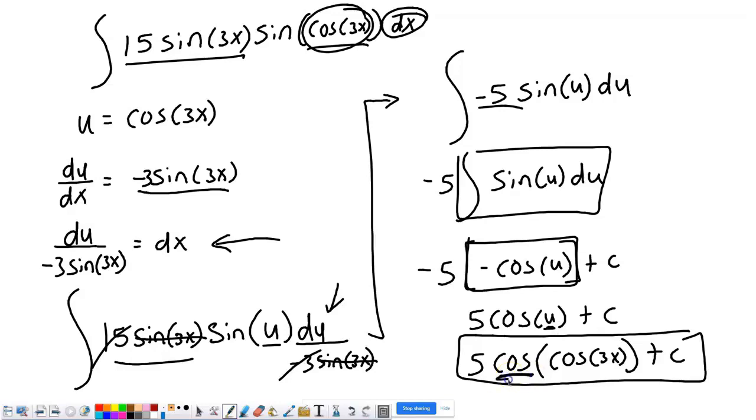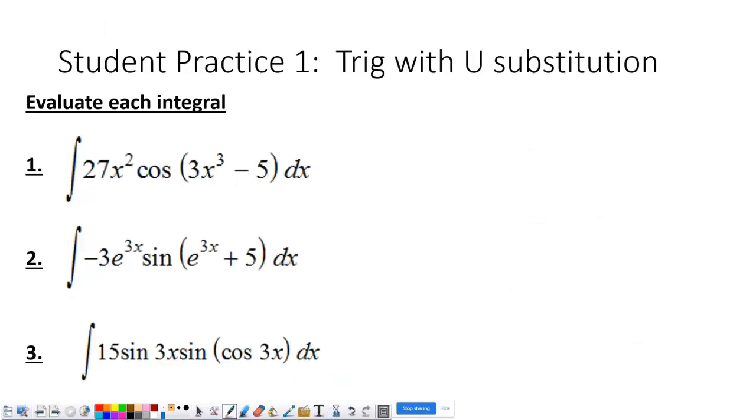Now, just so you guys know, this is not cosine times cosine. Okay, this is cosine of cosine, which means you're plugging a cosine into a cosine. It's not the same thing as multiplying two cosines. So you can't write this as cosine squared, just so you know. That would be like you're multiplying them, but we're not. We're actually plugging one into another. So there's that one.